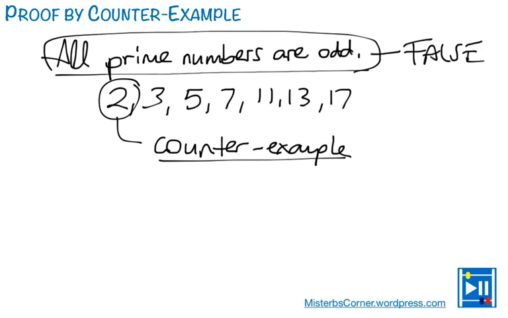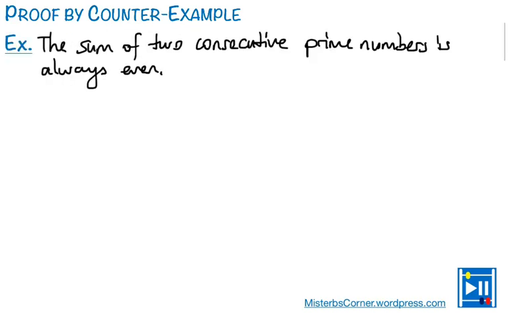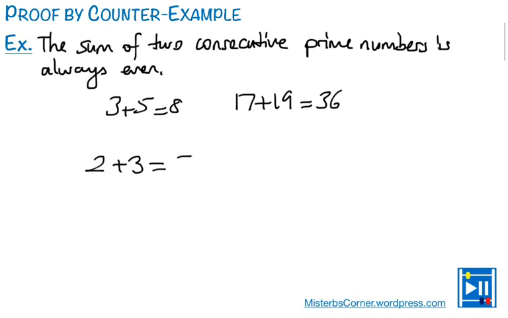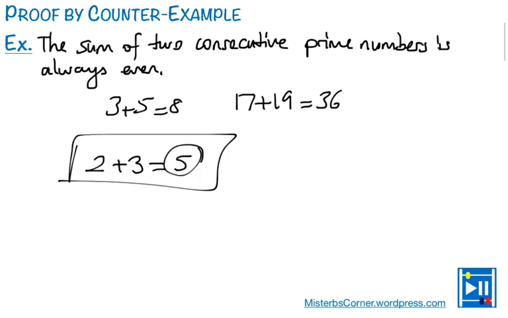Let's see a proper example. The sum of two consecutive prime numbers is always even. Now this statement seems to be correct, considering all these prime numbers that we know. Like 3 plus 5 is 8, correct. 17 plus 19 makes 36, correct. But remember that the first prime number is 2. If you add 2 and 3, you end up with 5, which is odd.